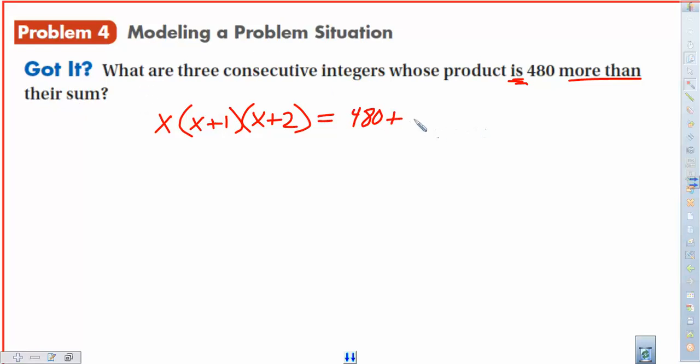Their sum, wait, so you tell me I have to take x and now add x plus 1? Yuck. And then add x plus 2? Yucky. Okay? Let's do a little bit of simplification here, and then I'll show you how this is not so ugly. First, let's just worry about that right side. That right side, I got 480.